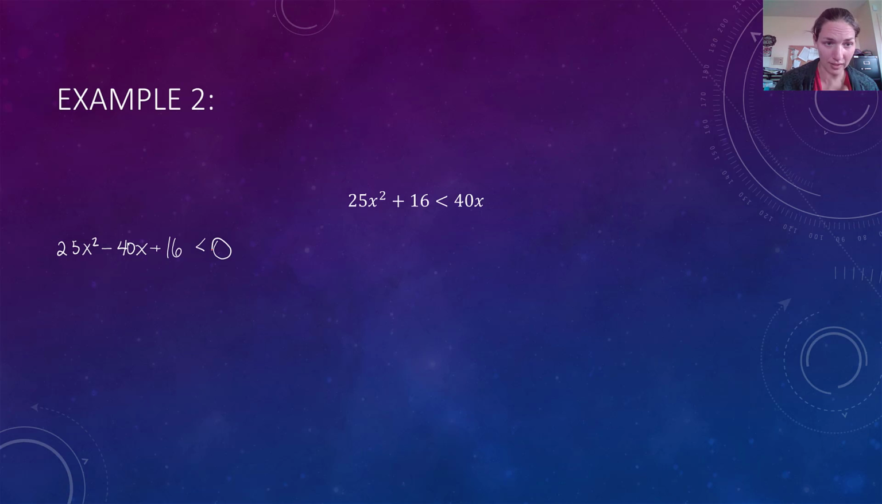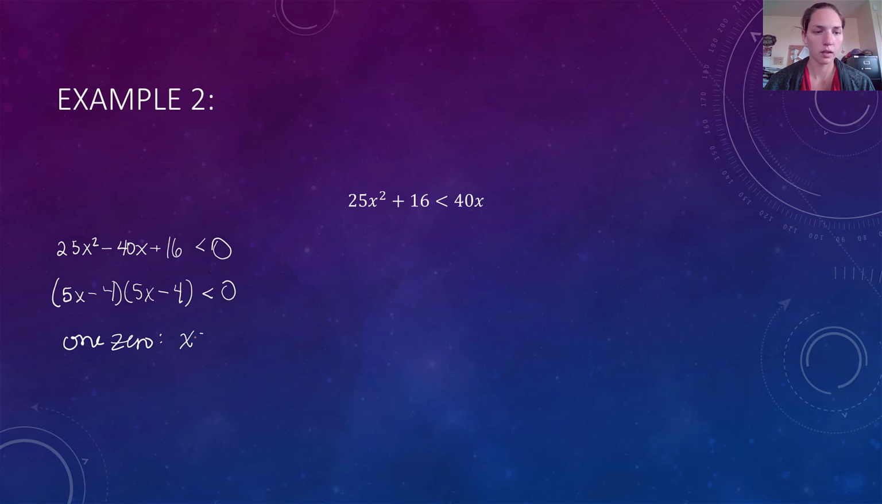This does factor. Not sure I can do it off the top of my head. I think this is a perfect square. 25x squared minus 20 minus 20 being minus 40 plus 16. Okay, so it factors like that. So I only have 1 zero, four-fifths.